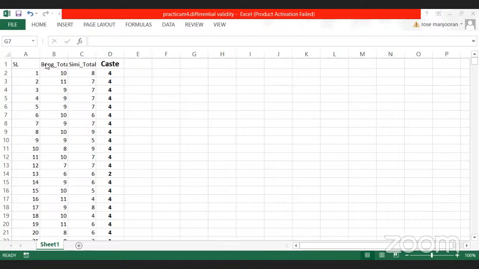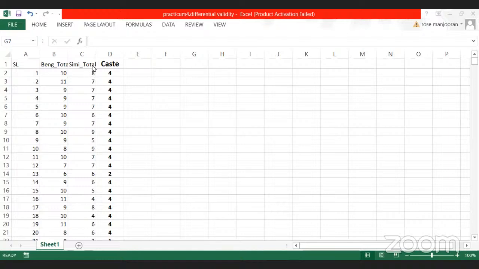Anu has explained that they have different subtests, and what we want to find is the correlation coefficient. We will be finding the correlation coefficient of the Bengali total score and the similarity total score. The similarity total score is the similarity test in the verbal reasoning test. That is a subtest of the verbal reasoning test, and this one is a subtest of the achievement test. Is it clear? Yes.